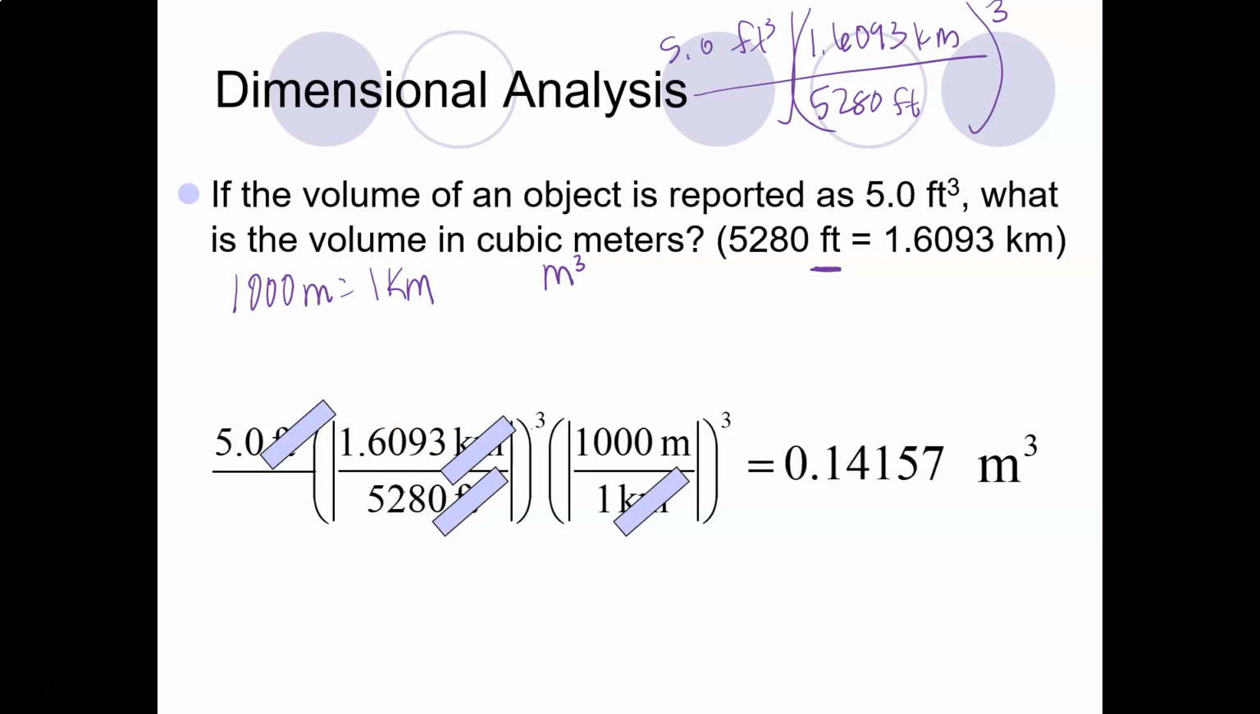So let's look at sig figs. 5.0, 2 sig figs. This one, 1.6093 has 5. 5280 has 3. I'm going to go with 3 sig figs. This one's infinity. So 2, 3, infinity. 2 is the smallest one. 0.14 meters cubed. If this one's blowing your mind, okay, good and bad news. Bad news, we still have to know how to do it. Good news is we don't use this one as often. But just let me know if you want some more examples on this one, though.